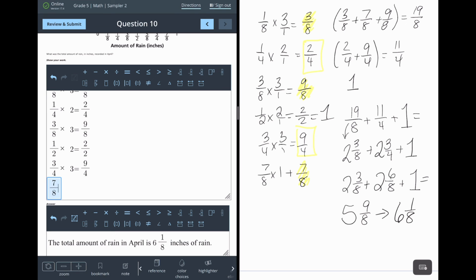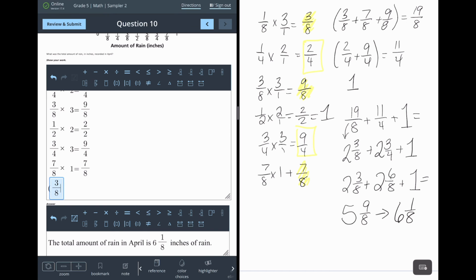7/8 times 1 is equal to 7/8. Okay, so we just did the first part. 7/8. So that was the hardest part. It was just a lot to copy. So now I'm just going to write one more full sentence. Yes, it's going to be annoying because it's going to feel long, but that's okay.